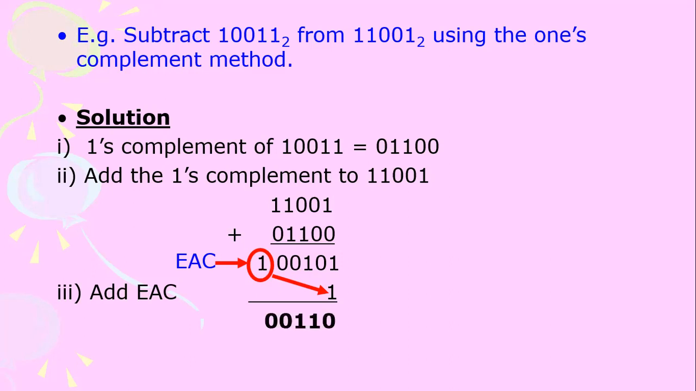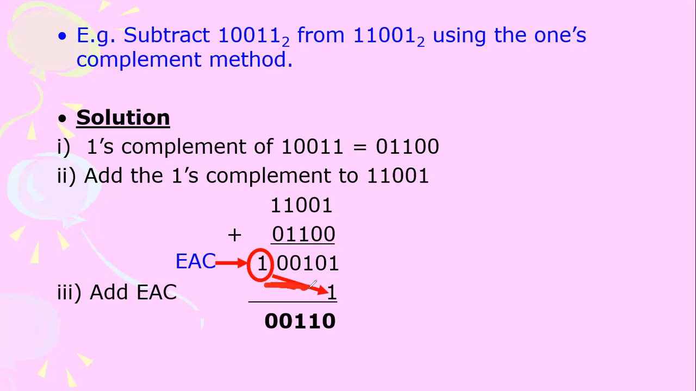So what do we get? 1 plus 1 is 0, carry 1. So we write down 0, we carry 1. 1 plus 0 is 1. So we write down 1. Then we drop down the other values. Why? We assume that what we have here are zeros. So we proceed.